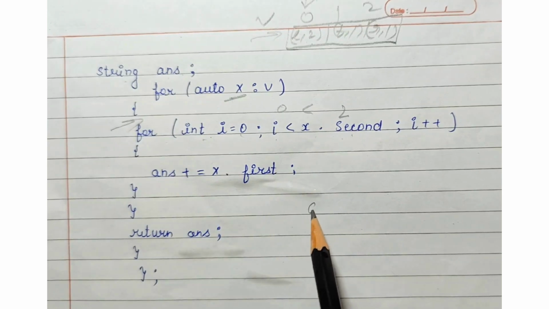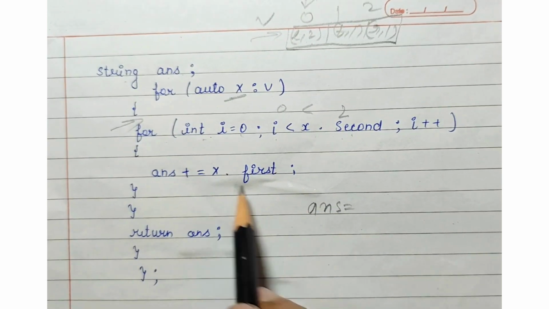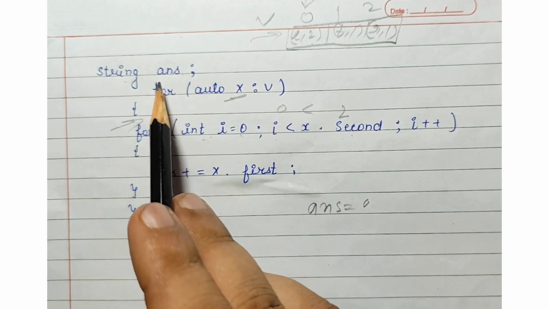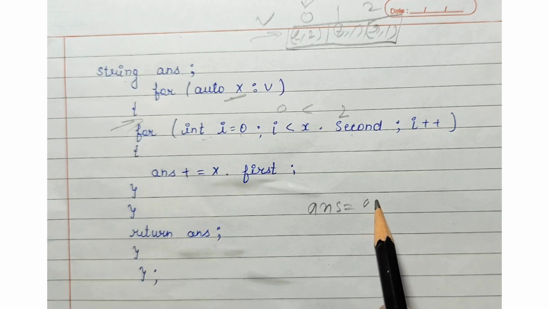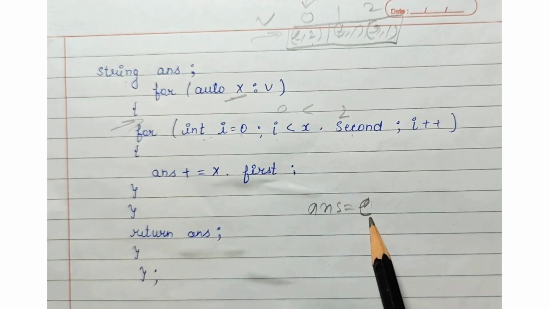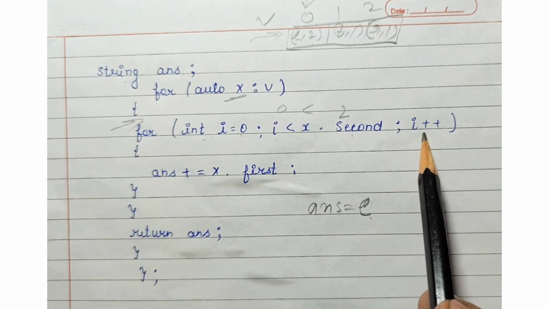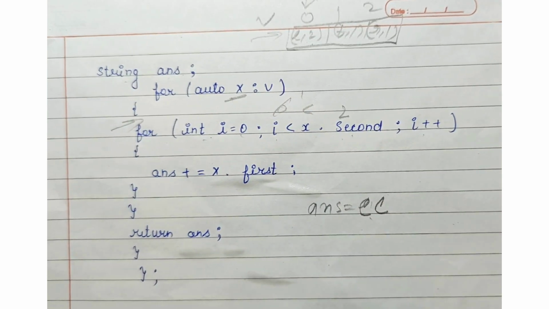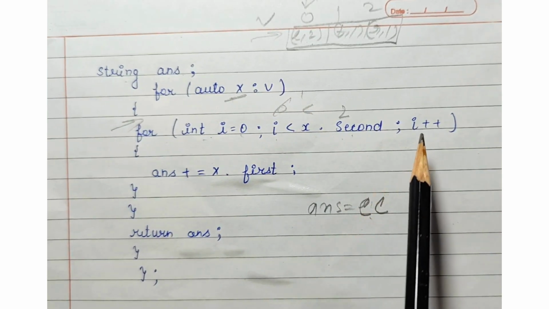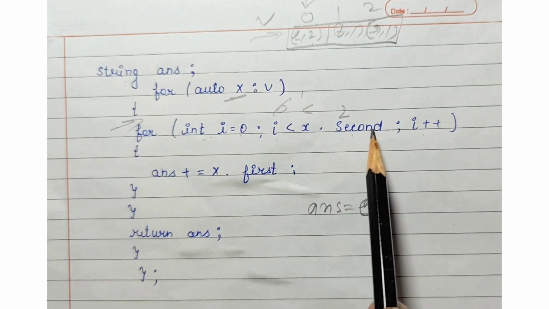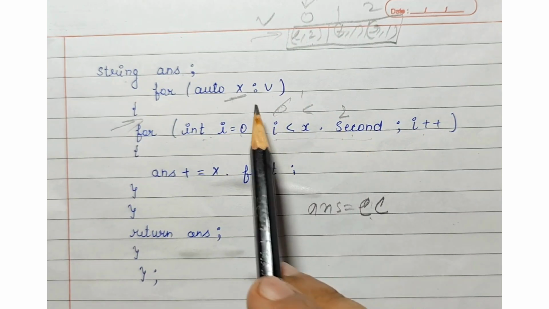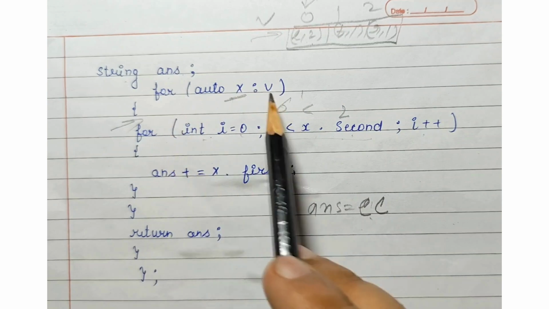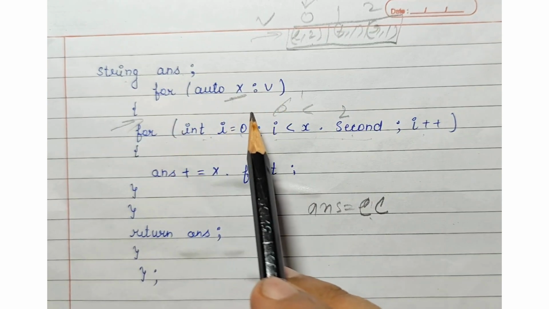So ans is equal to ans, and ans is empty here. x dot first means E, so we include E here. After this i is updated, i becomes 1, less than 2, so again E is included here. After this i is updated, condition false. So after this the outer for loop iterates.